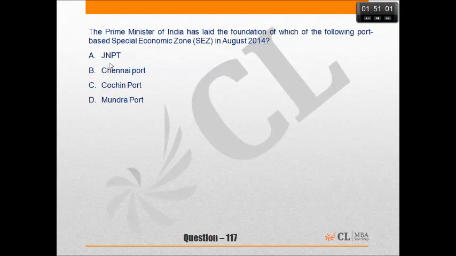PM of India has laid the foundation of which of the following port-based special economic zones in 2014? No idea. I'll skip.